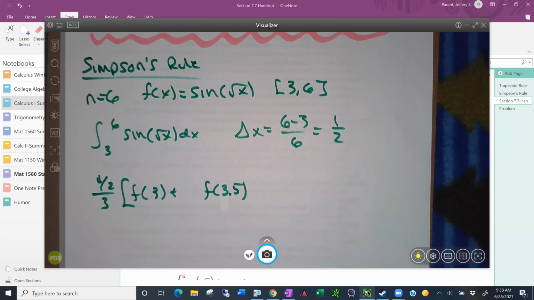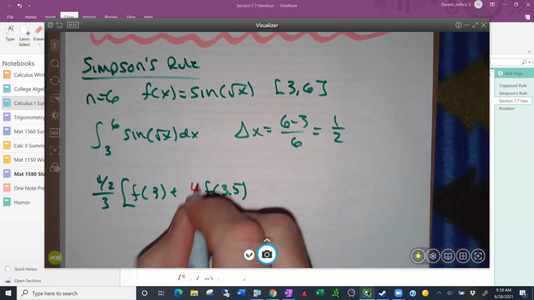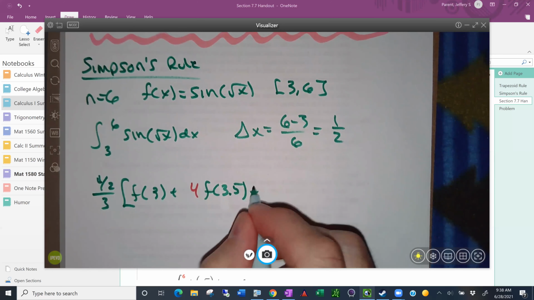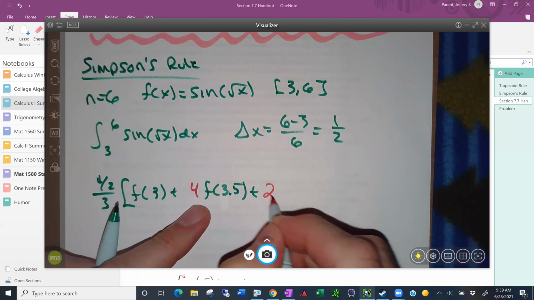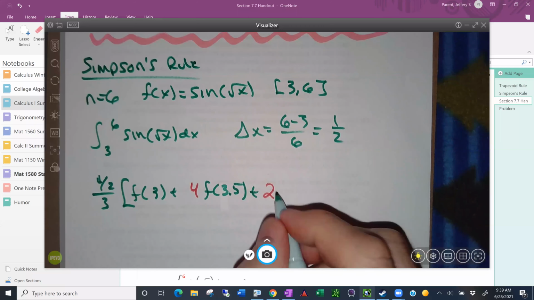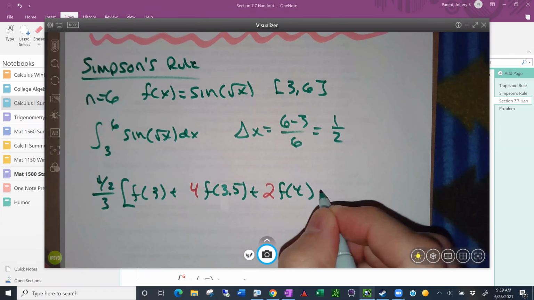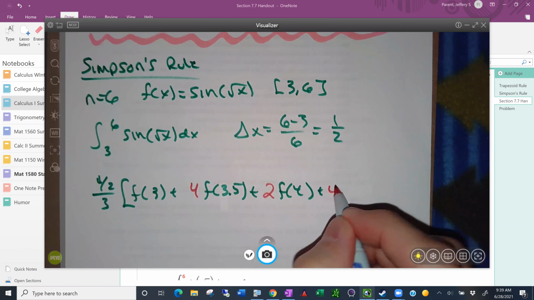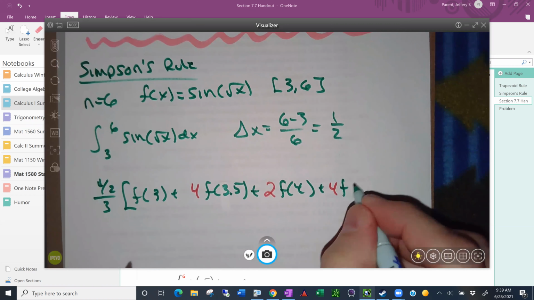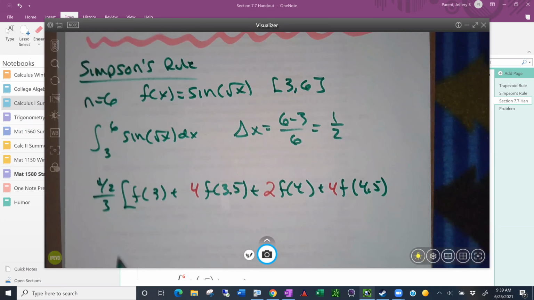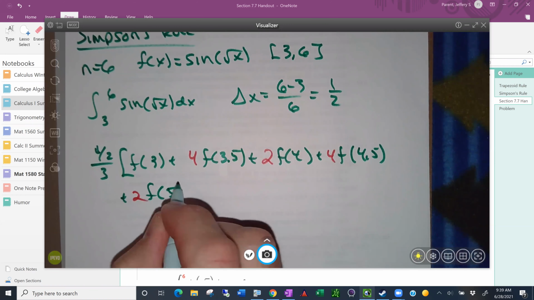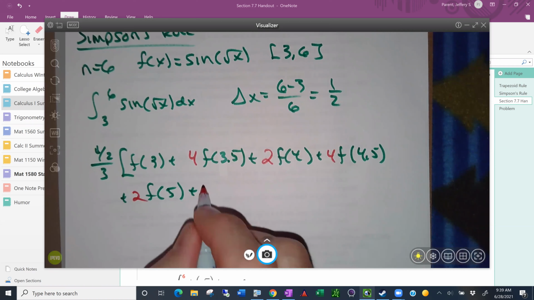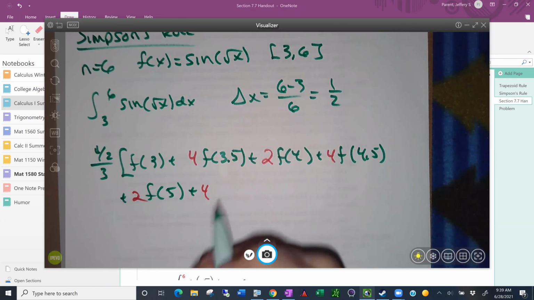Yeah, 4. It's going to be a 4 here. And then the next coefficient is going to be a 2. Thank you. f of 4, and then 4, f of 4.5, and so on. Plus 2, f of 5, and 4, f of 5.5.